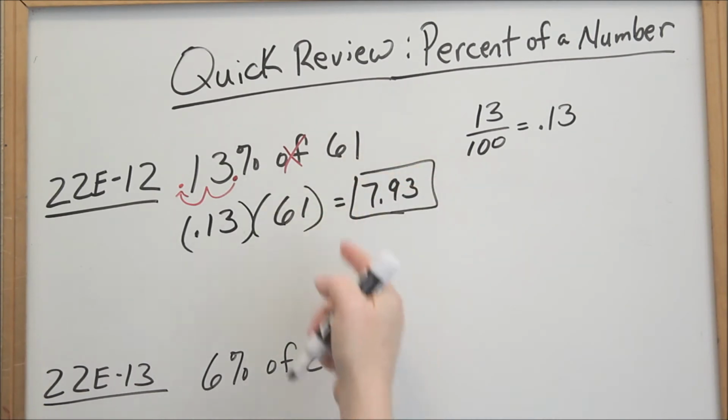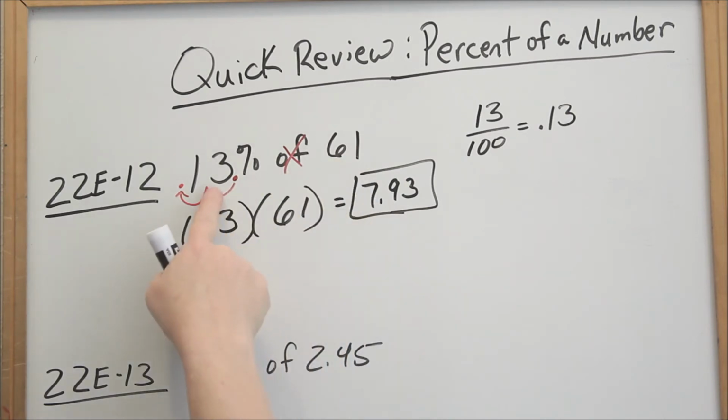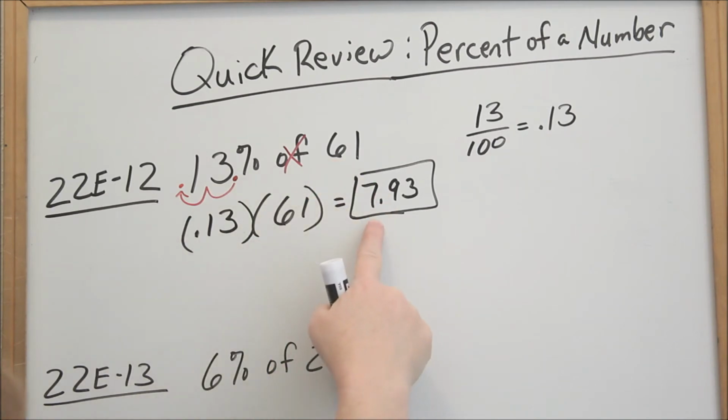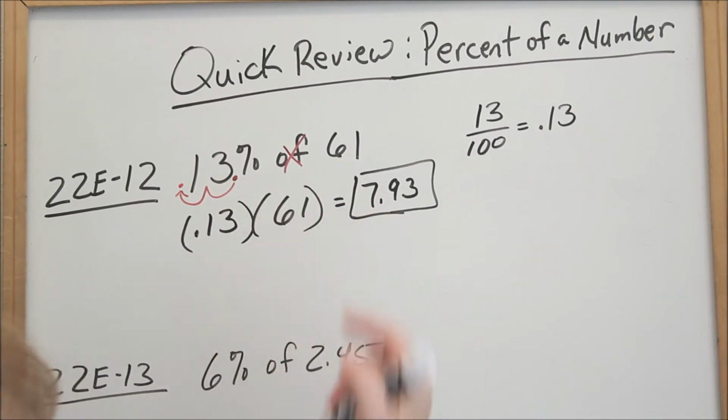So, in other words, if you had 61 cookies and you only want to take 13% of them, 13% of 61 cookies would just be 7.93 of the cookies.